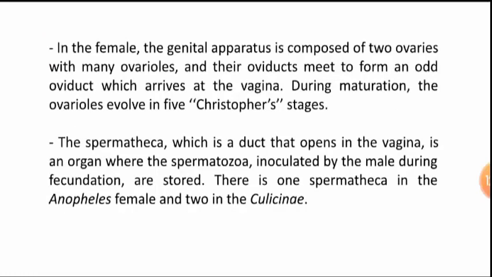In the female, the genital apparatus is composed of 2 ovaries with many ovules, and their oviducts meet to form an odd oviduct, which arrives at the vagina during maturation. The ovules evolve in 5 stages. The spermatheca, which is a duct that opens in the vagina, is an organ where the spermatozoa inoculated by the male during fecundation are stored. There is 1 spermatheca in the Anopheles female and 2 in the Culicini.